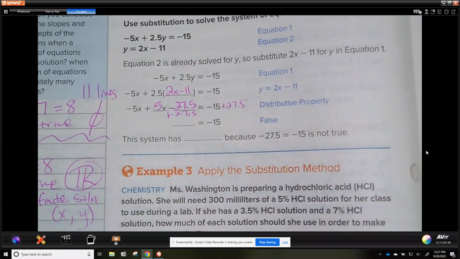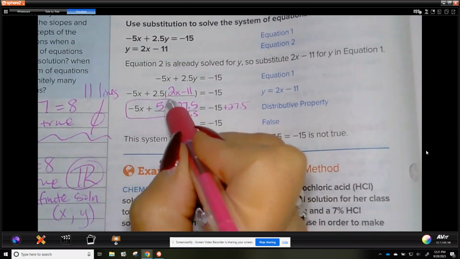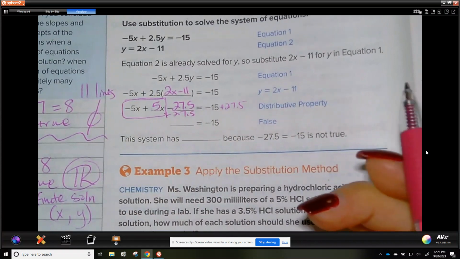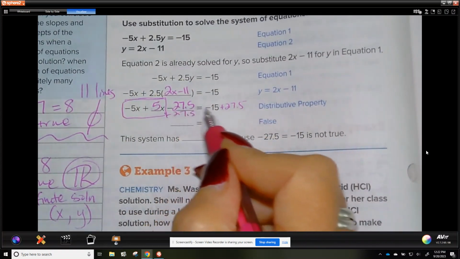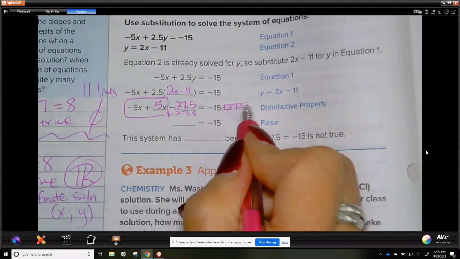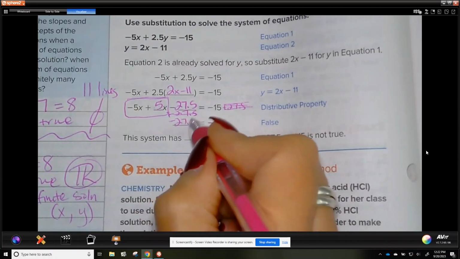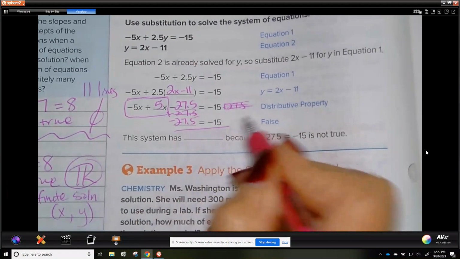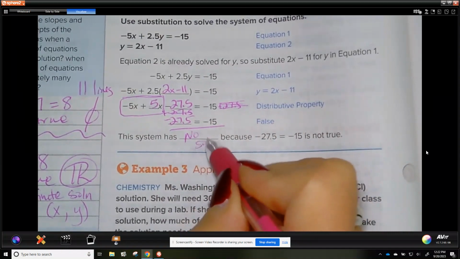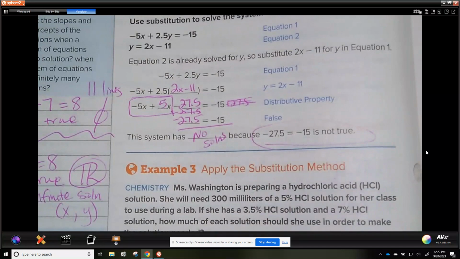It doesn't really matter if you add or not. The reason they stopped is because of this right here. Negative 5x, that's my variable, x, it goes away. So we could not add. We get negative 27.5 equals 15, negative 15. It has no solutions because these are not true.